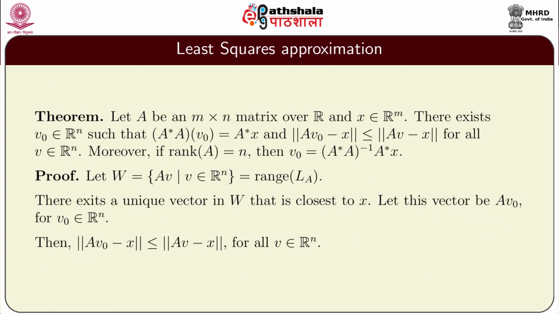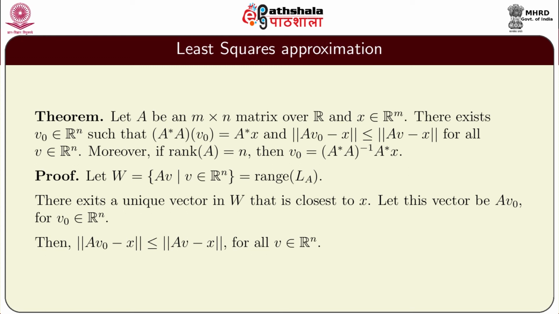We therefore have this theorem. Let A be an m cross n matrix and X is a vector in Rm, then there exists V0 in Rn such that A star A of V0 is A star X, and norm of AV0 minus X is less than or equal to norm of AV minus X for all V in Rn. Moreover, if rank of A is n, then V0 is explicitly determined as (A star A) inverse A star X.